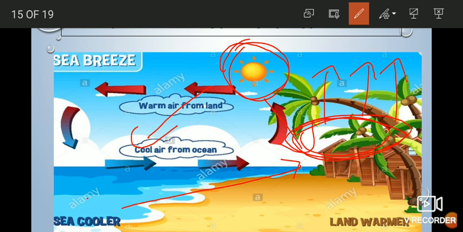The sea being cool, there is a lot of air very near to the sea, and this cold air immediately rushes to occupy this empty space. See the direction of the wind? From the sea towards the land, and that is why we call this the sea breeze.